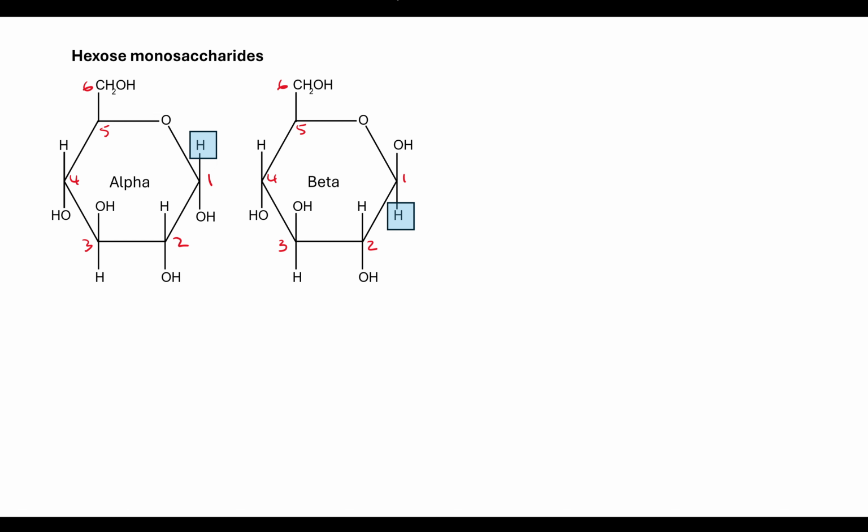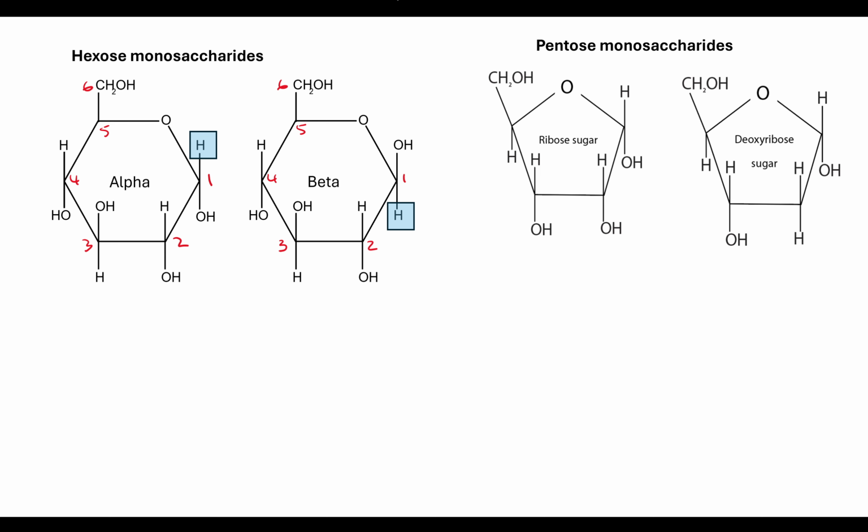So it's important to note when you are remembering which one's the alpha. Alpha has its hydrogen above, beta has its hydrogen below. So that's how we distinguish between an alpha and a beta, which are our hexose monosaccharides, our 6-carbon sugars. Now we have pentose monosaccharide. So a pentose monosaccharide is a 5-carbon sugar.